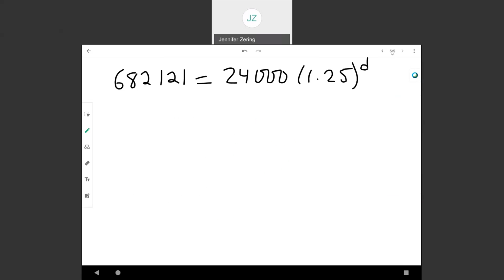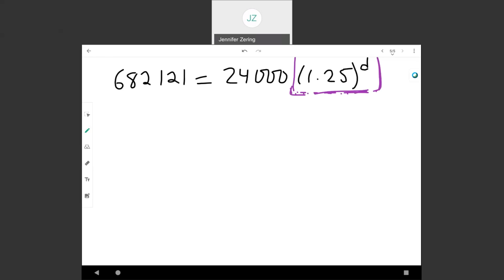I don't know the number of days. To solve this, I'm going to first isolate my growth factor raised to the d power. So first, I want to get the 1.25 to the d power alone before I worry about how to exactly solve for the exponent. In a previous example, in a video for, I think, section 3.2, we used an estimating technique. It was like a guess and check. Here we're going to talk about exactly solving, not using the estimation.